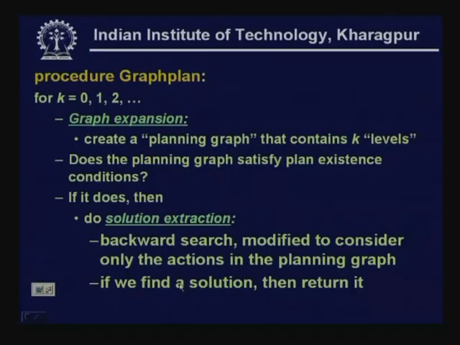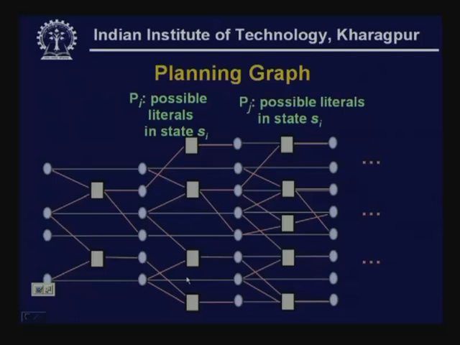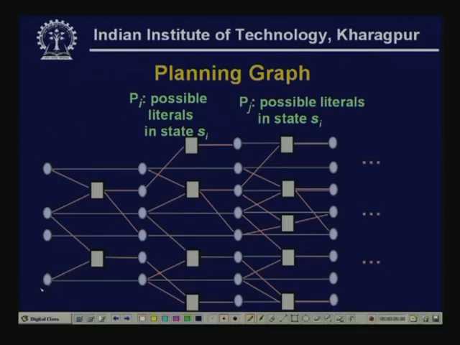Now, let us look at an example of the planning graph, and then we will go back and look at the algorithm graph plan. So, this is an example of a planning graph. This is the initial state or S0. These are the propositions which hold at the initial state. These are some actions whose preconditions are satisfied in this initial state. And this is the set of propositions that can hold in the next state.